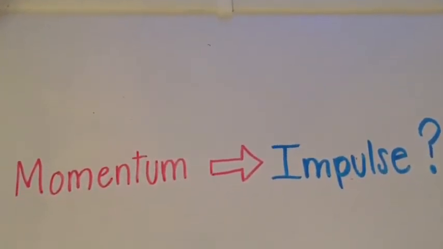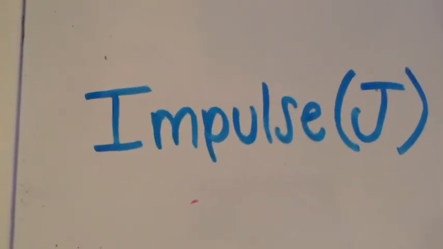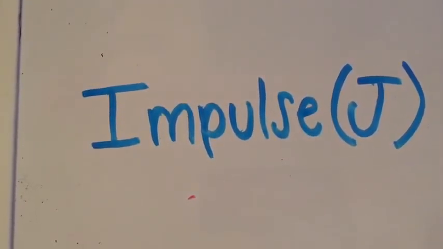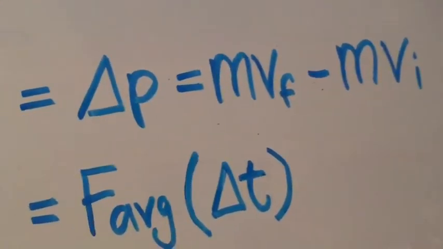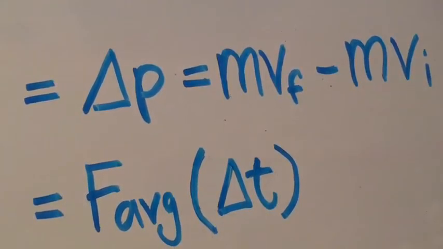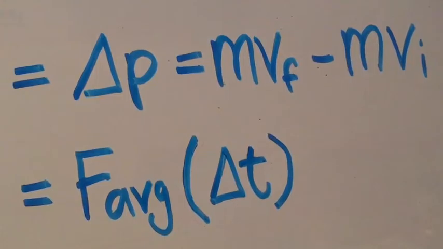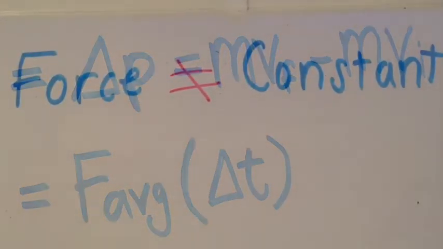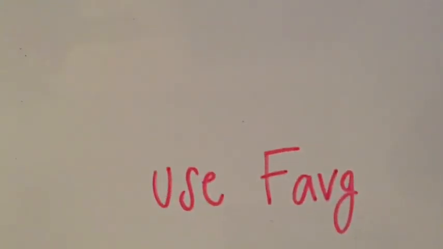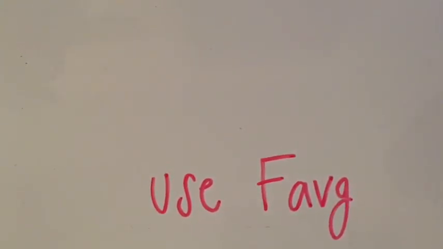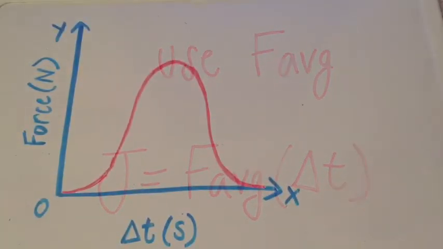Well, impulse is a large force exerted for a small interval of time. It is denoted by a capital J and has multiple formulas that can be used to find it. These formulas include J equals delta P, meaning J equals mv final minus mv initial, and J equals F average times delta T, meaning change in time. When facing a momentum and impulse problem in which the force is not constant, the F average should be used as seen in the formula impulse equals F average times delta T.